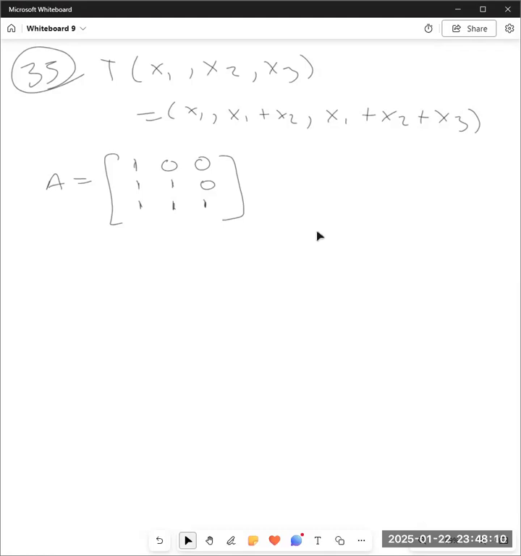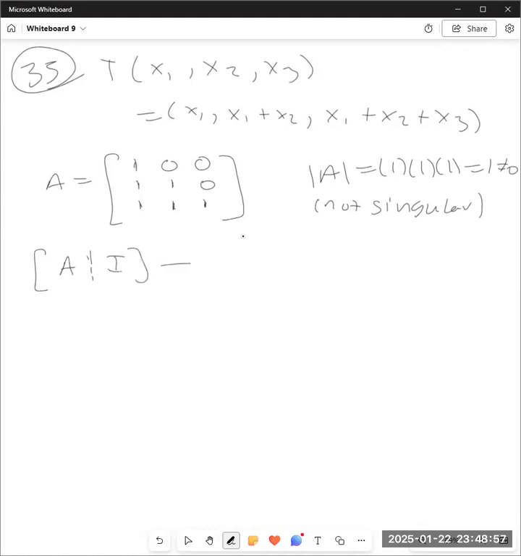determinant of this matrix. Because this is a triangular matrix, I can just multiply across the diagonals to find the determinant. I'll find that the determinant is 1 times 1 times 1, which is 1, which is not 0, so it has an inverse, it's not singular. So then we can go ahead to try to find A inverse by doing A augment I and use elementary row operations to get this to turn into I augment A inverse.